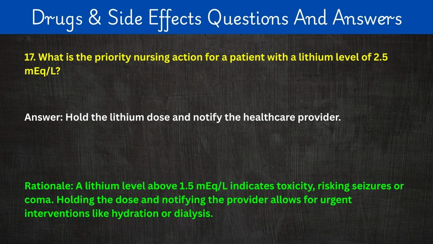17. What is the priority nursing action for a patient with a lithium level of 2.5 milliequivalent/L? Answer: hold the lithium dose and notify the healthcare provider. Rationale: a lithium level above 1.5 milliequivalent/L indicates toxicity, risking seizures or coma. Holding the dose and notifying the provider allows for urgent interventions like hydration or dialysis.